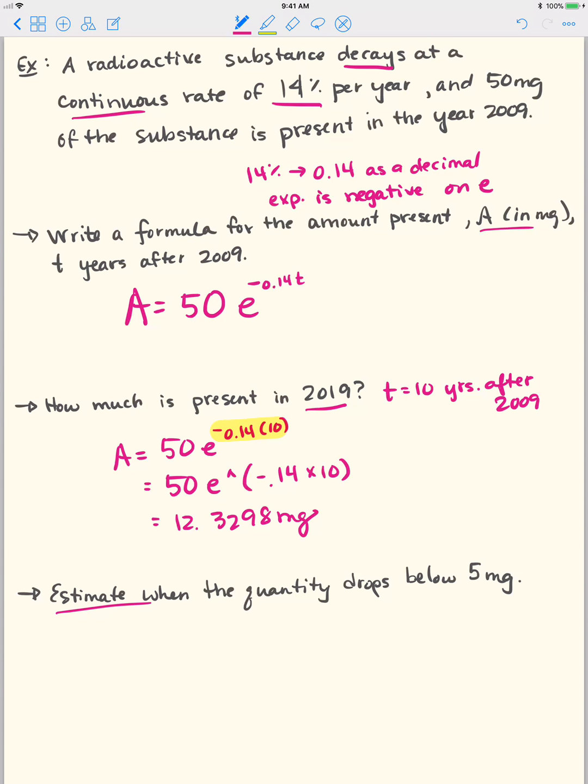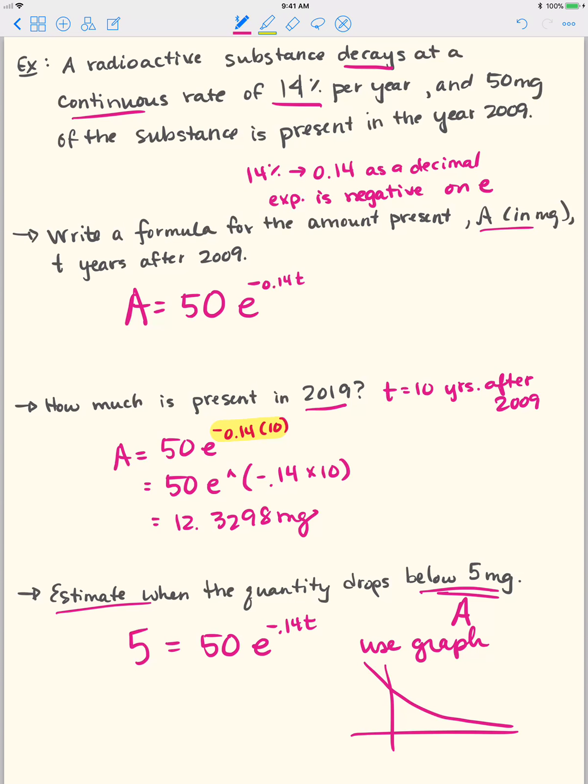Last question says, estimate when the quantity drops below 5. So this is where it's giving you the amount value. So you're trying to find when the equation of 50e to the negative 0.14t equals 5 milligrams. And this is where we're just trying to solve for the exponent in the exponential function. So at this point, we're going to just use a graph. The decay graph will be like this, and 5 will be here. We're looking for that point of intersection for which it drops below 5.